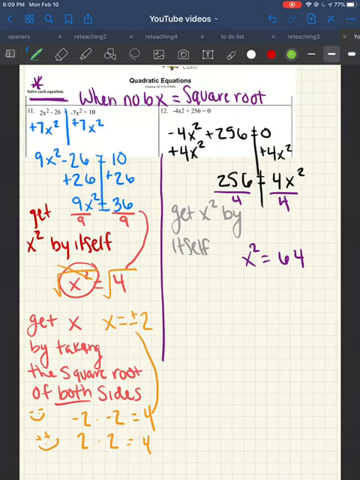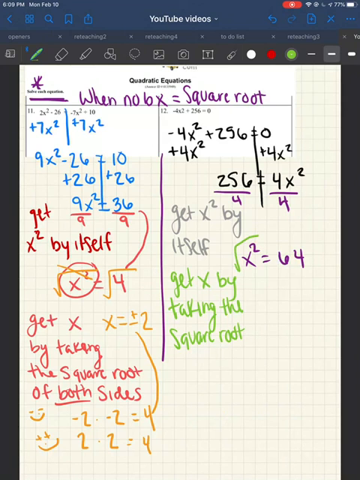Next step after that will be to get x by taking the square root. Okay, so I'll square root both sides. And I'll get x equals plus or minus 8. Okay, so there's my two solutions for that one. And then I have two solutions for this one here.